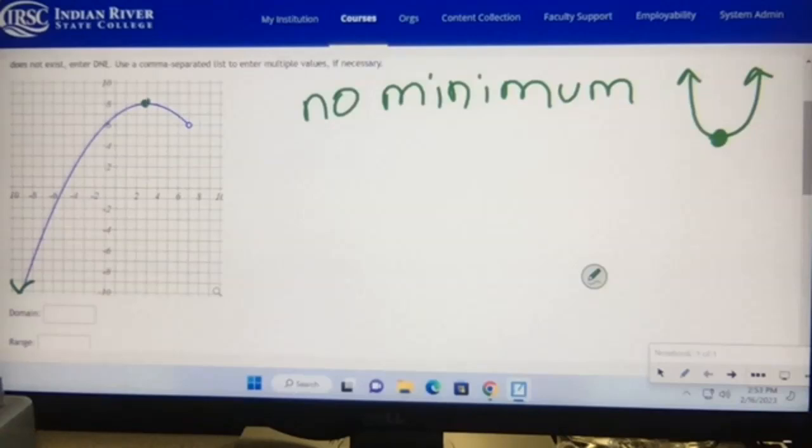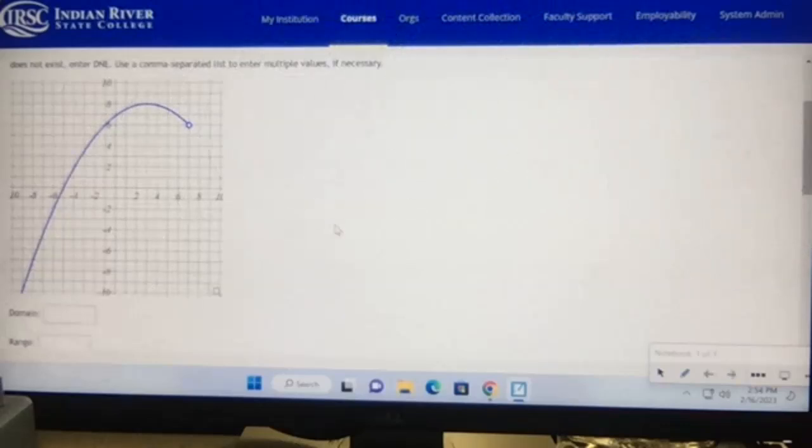But we do have a maximum. So this point right here would be our highest peak. That would be our maximum. This ordered pair is 3, 8. So our x value is 3 and our y value is 8. All right, let's go there.